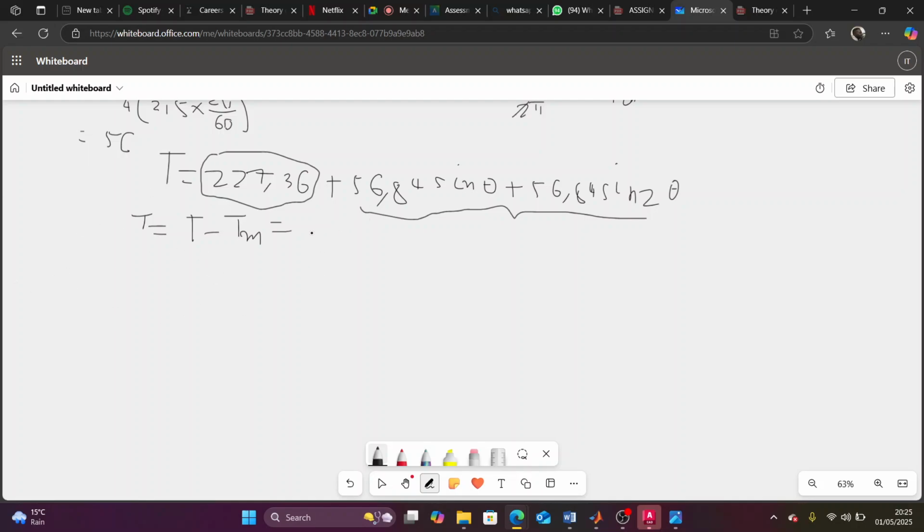So basically your total torque is simply going to be the rest of the equation, which is 56,84 sine theta plus 56,84 sine 2 theta. Do you see it? Now, Andile, what do we do when we have such a question? We take our sample of what? Of theta and T.